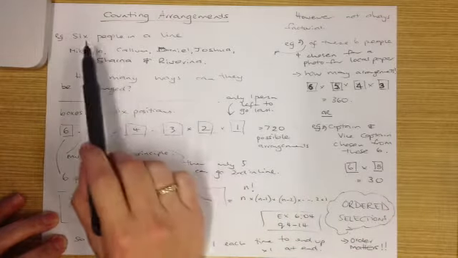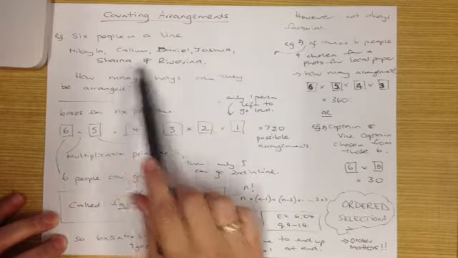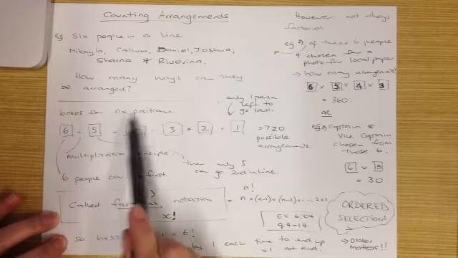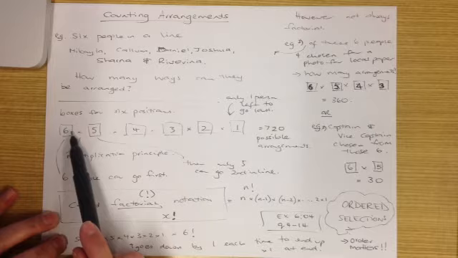So let's say, for example, I've got 6 people in a line. I've got Michaela, Callum, Daniel, Joshua, Shana and Riverina. How many ways can they be arranged? So I've got my boxes for 6 positions. There are 6 people that I can choose from for the first one.